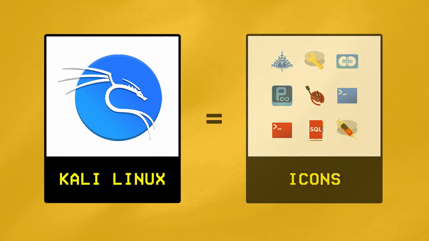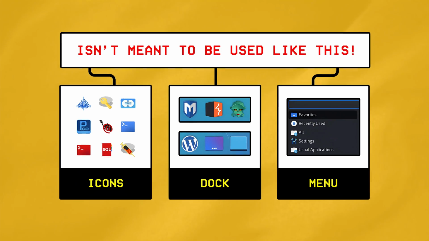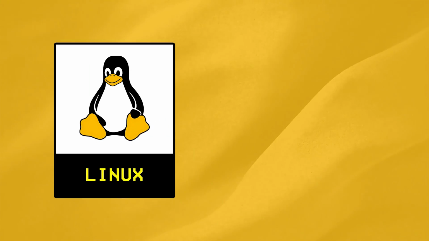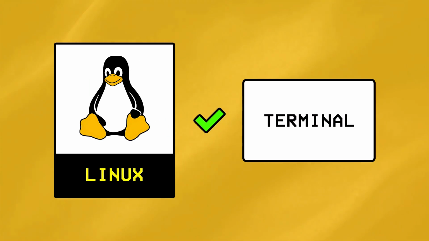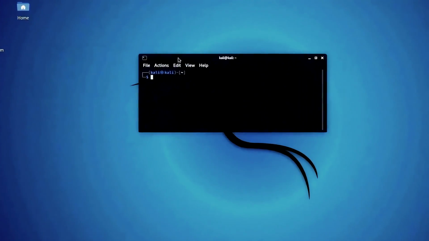Anyways, coming back to the topic, many Linux distributions, specifically Kali Linux, are GUI, which means that they have attractive icons, a dock, menus, and other stuff. And you can use Linux through these things, but for someone looking to get into cybersecurity, it isn't meant to be used like this. The true power of Linux is that you don't use the GUI, you use the Linux terminal, also known as the command line, and the Linux terminal is this thing right here, so go ahead and click on that. So this is the terminal, and you are supposed to use Linux through it.